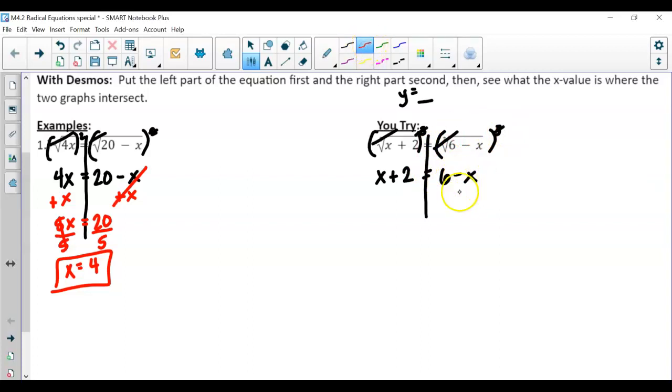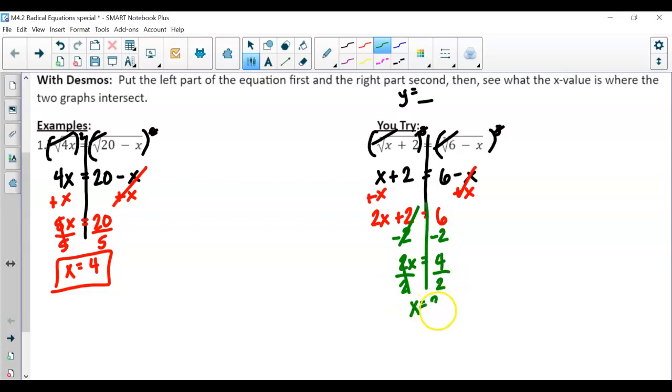So now here, subtracting x, we're going to add x now to both sides. 2x plus 2 is now equal to 6. Now notice you were just solving a two-step. Add or subtract first, so subtract 2 here from both sides. 2x is equal to 4, and then divide by 2, and x is equal to 2.